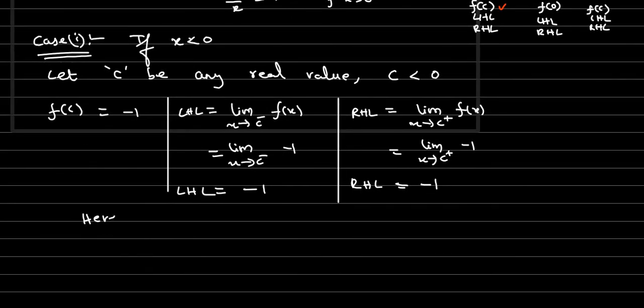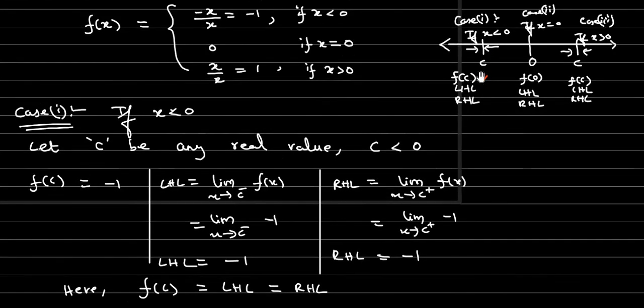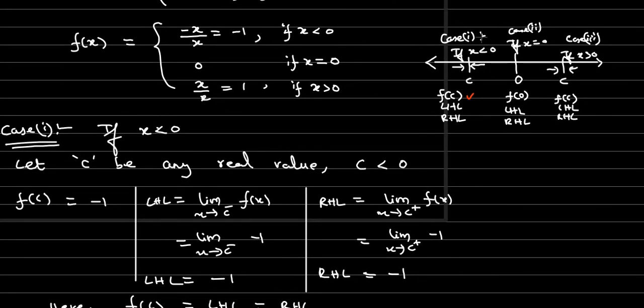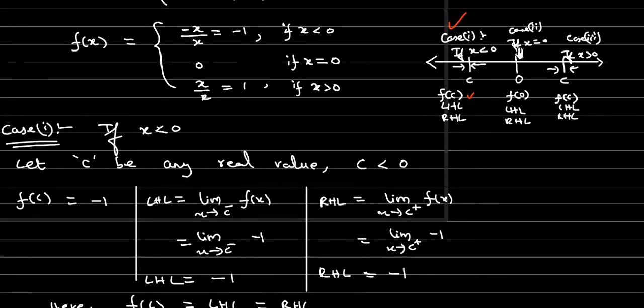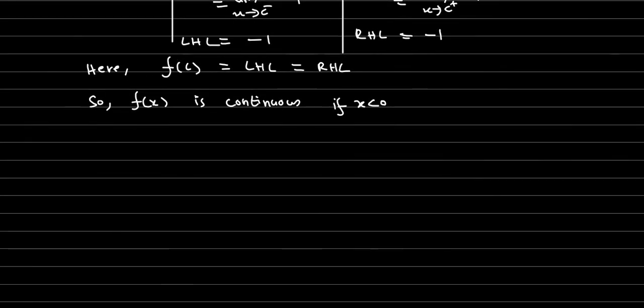So here f of c, the left hand limit, and the right hand limit, all three coincide. The values are the same. So what is the conclusion? f of x is continuous if x is less than 0. For x less than 0, the function is continuous over here. Next, in case 2, if x is 0, we have to find out whether the function is continuous at this point or not. That is case 2.